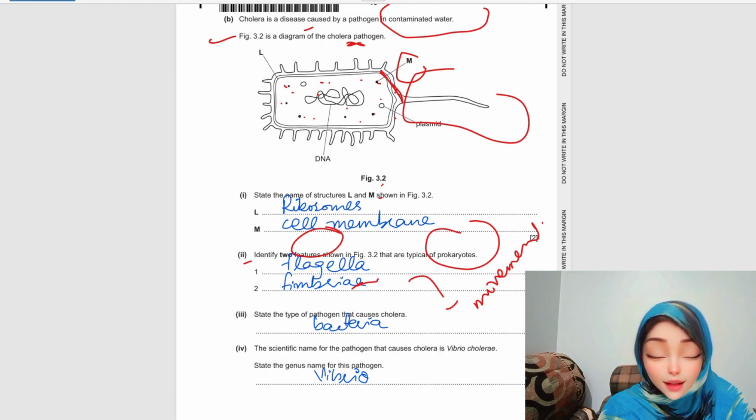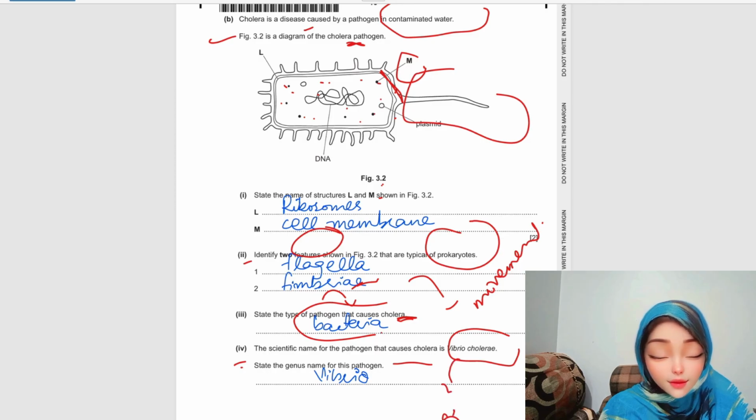Third, here is the type of the pathogen that causes cholera. Here you may observe cholera is caused by bacteria, so the pathogen here is bacteria. In number 4, the scientific name for the pathogen that causes cholera is Vibrio cholerae. Here is the name of the genus, and here is the species. In the binomial nomenclature we learned that the first name is the genus name and the second name is the species name. So the genus here is Vibrio.